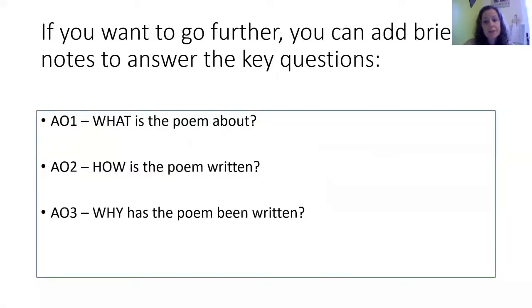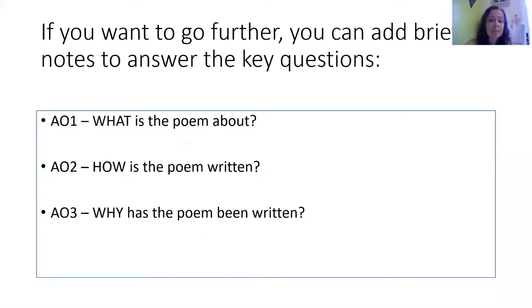If you want to go even further on your mind map, you could then add brief notes. I'm just talking about 1 or 2 words here to answer the key questions linked to objectives. What is the poem about? What's the conflict? You might want to link on to Exposure about World War I. Kamikaze is about a suicide mission that doesn't happen. Just those key words to guide you.